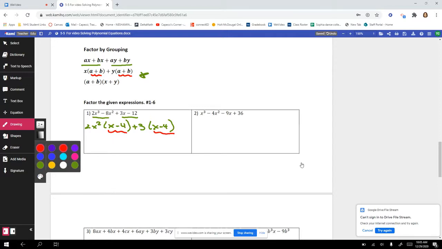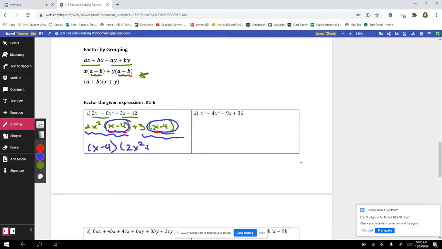So you just have to be careful about that. If you look at this, I have two terms, right? I have this one here separated by a plus and that one here. So what is the greatest common factor? The greatest common factor is that x minus 4. I'm going to put that up front. And then what am I left with? Well, I am left with 2x squared plus 3.